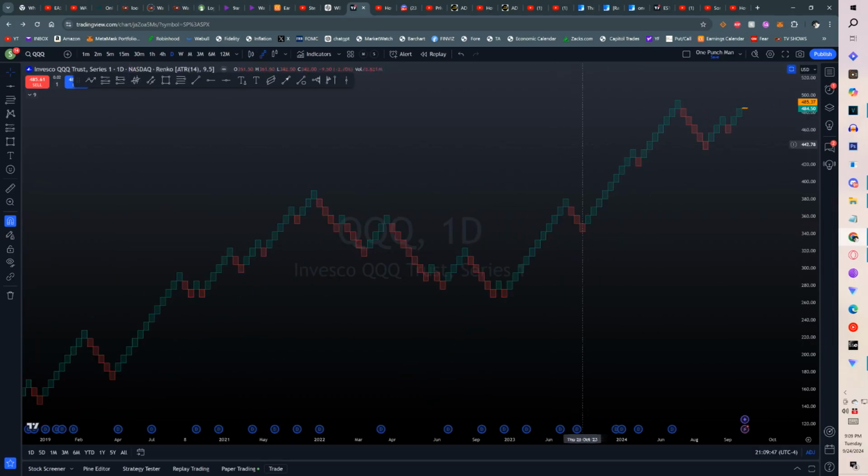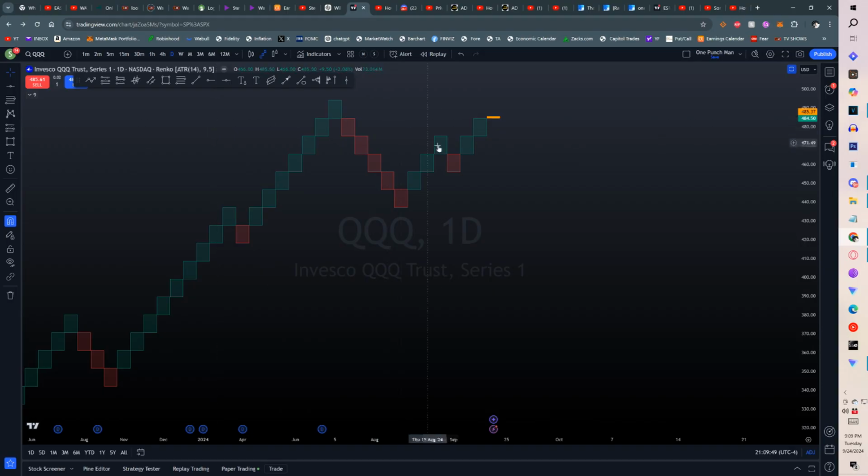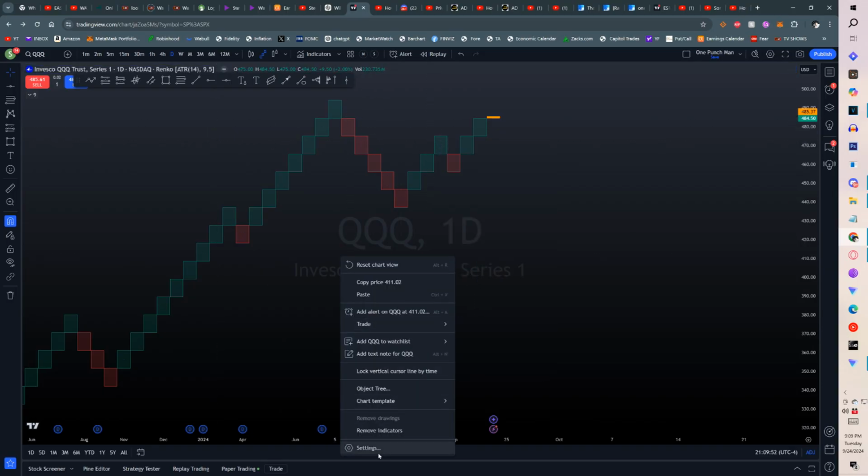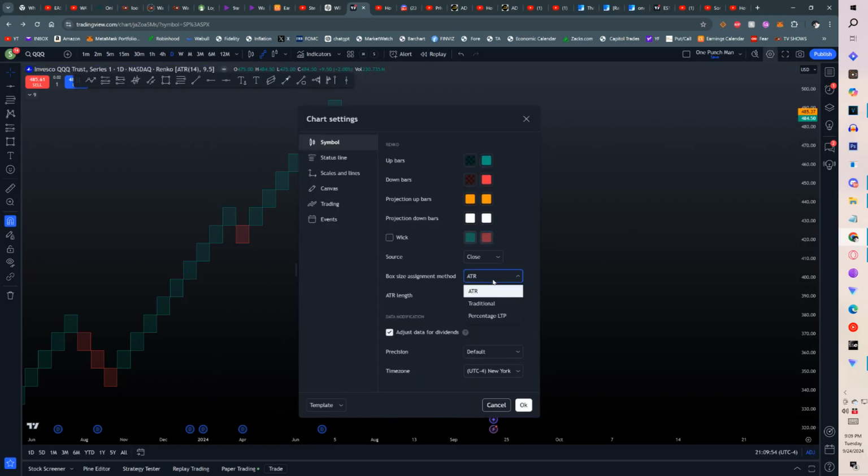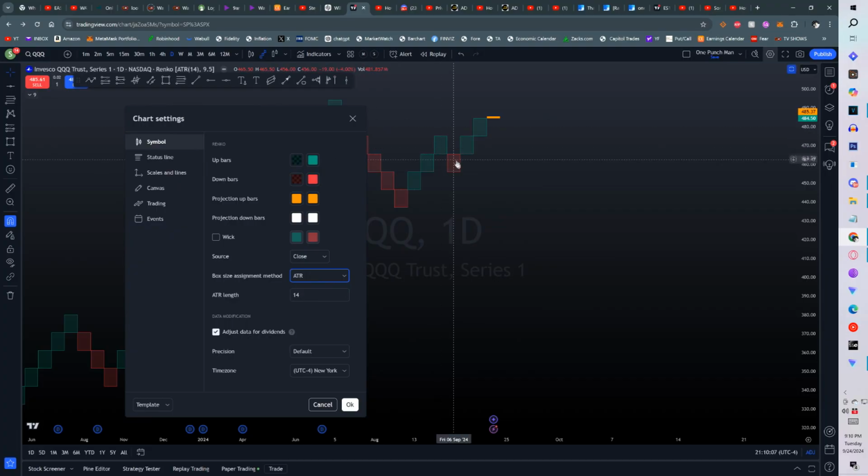So now that you know that, let's go back to the settings. So they have ATR version right here. I like this. This is what I use because this calculates it for me and I don't have to calculate it. So basically each block would only turn green or red based on the average of the stock moving. So it calculates it for you.